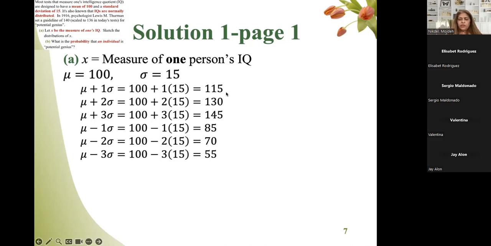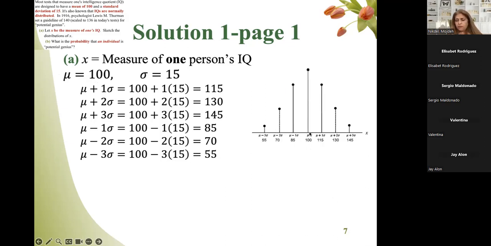So I locate these numbers and 100 in my number line here. 100 mu exactly in the middle. I went 1 to the right, 2 to the right, 3 to the right. Basically, the length of each tick mark on my x-axis is 15 units, the standard deviation. Then I go to the left, 15 units. 100 minus 15, 85. 85 minus 15, 70. 70 minus 15, 55.